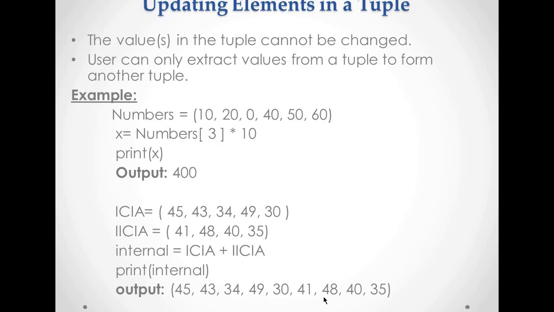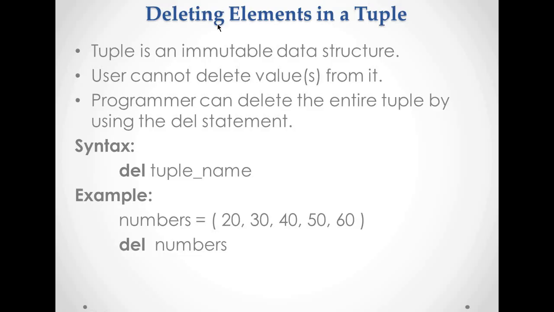So we get the output as the concatenation of the two tuples. Now let's move on to deleting elements in a tuple. Since the tuple is an immutable data structure, we cannot delete a single element or more than one element. But what we can do is delete the complete tuple at a time.